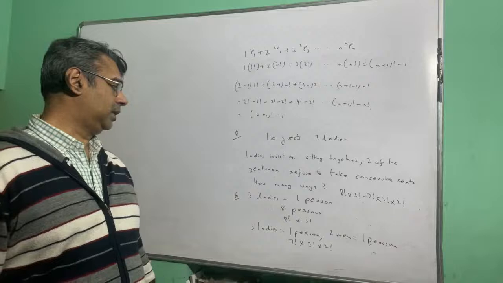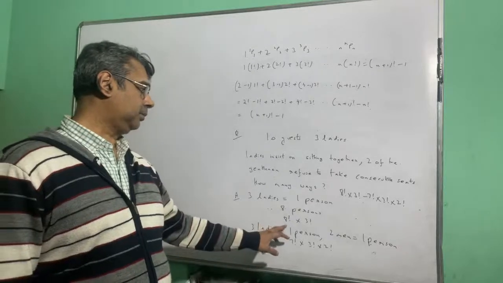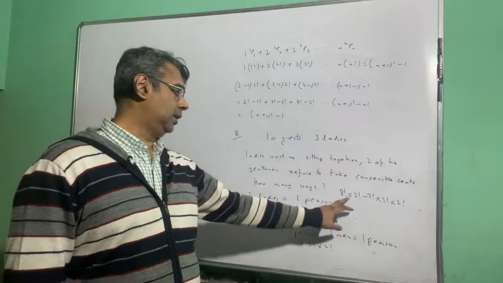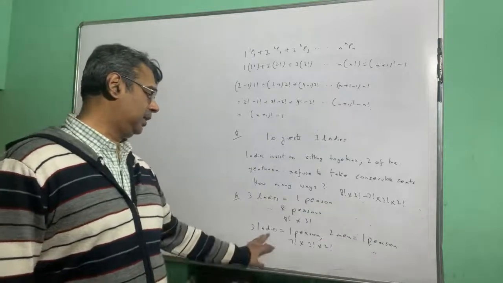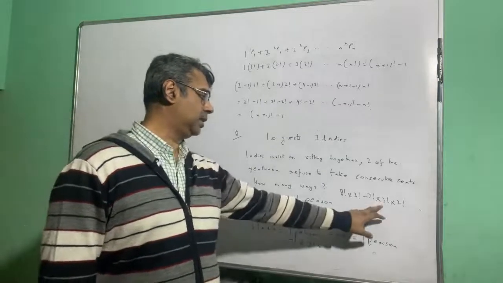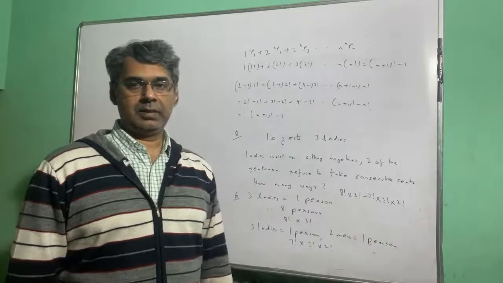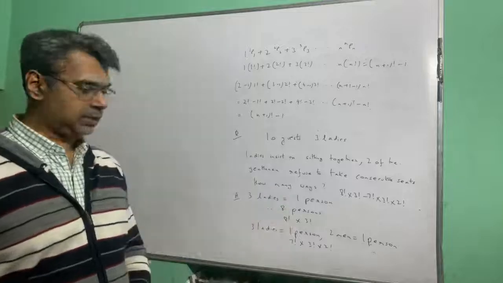So the number of ways in which you have 3 ladies together is this, and the number of ways in which 3 ladies are together and 2 men are together is this. But we don't want the 2 men to be together, so the answer will be this minus this. So this is the way to do this type of question.